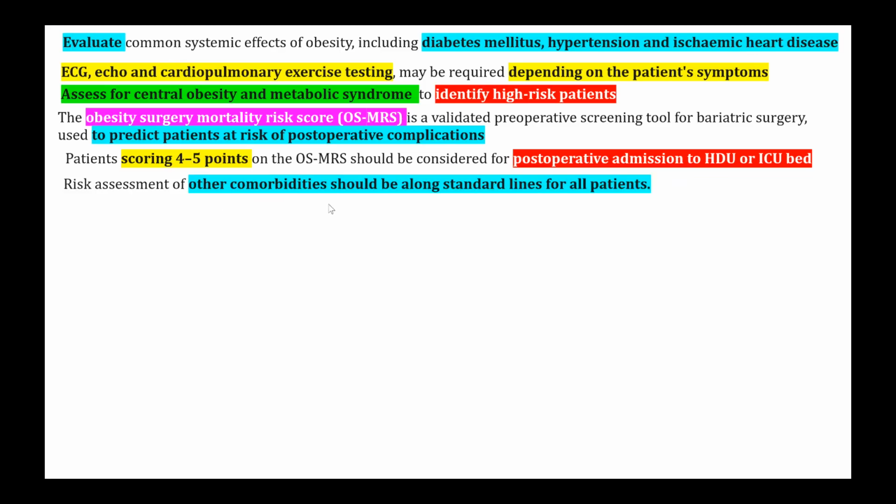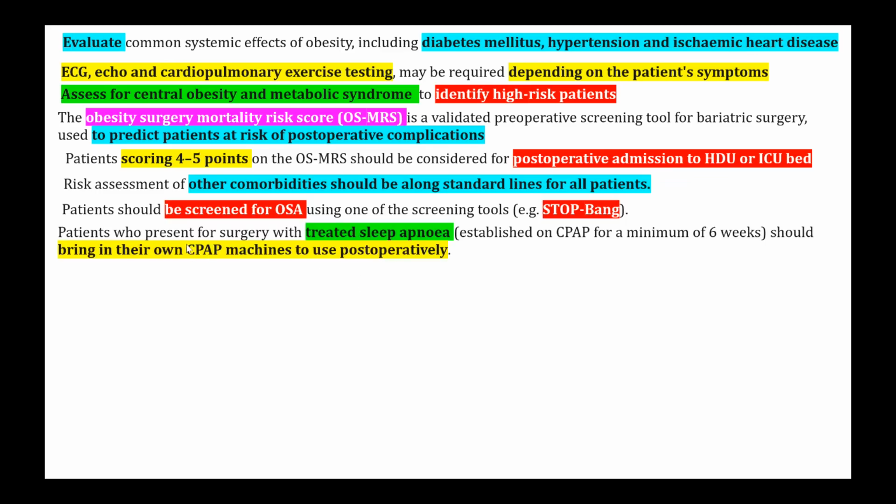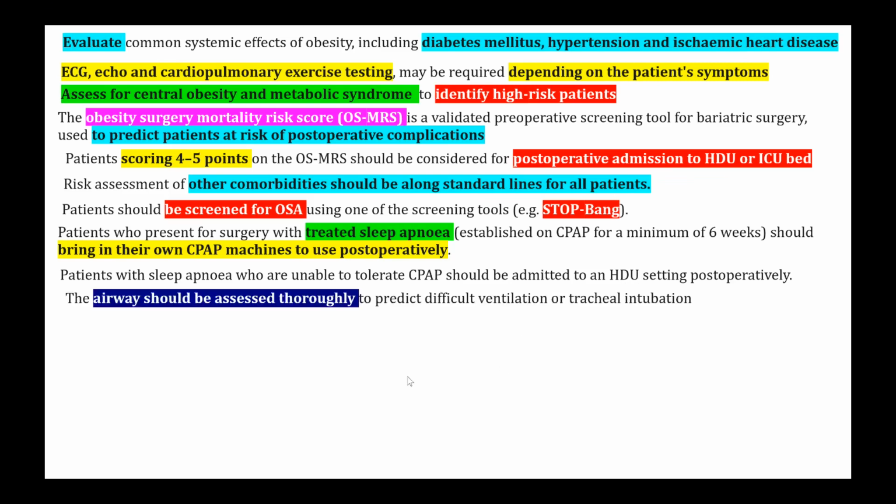The risk assessment of other comorbidities should be along standard lines. Patients should be screened for OSA using the STOP-Bang questionnaire or other modalities. Patients who present for surgery with sleep apnea should be treated for a minimum of 6 weeks, but if the patient is in urgency, you can treat them for 2 weeks and take them up. They must be instructed to bring their own CPAP machine. And patients who are unable to tolerate CPAP should be admitted to an HDU setting for post-op care and support.